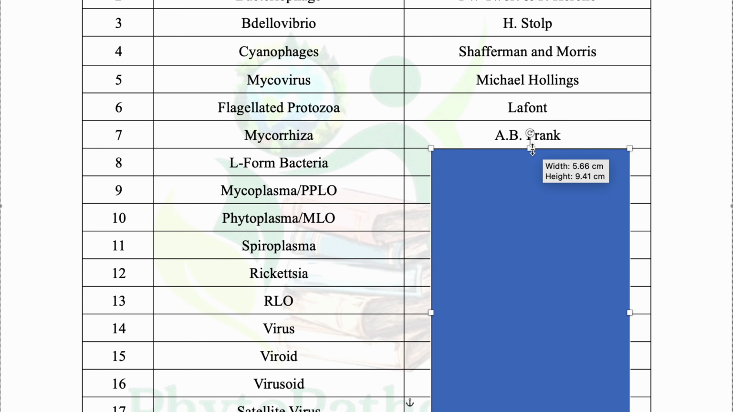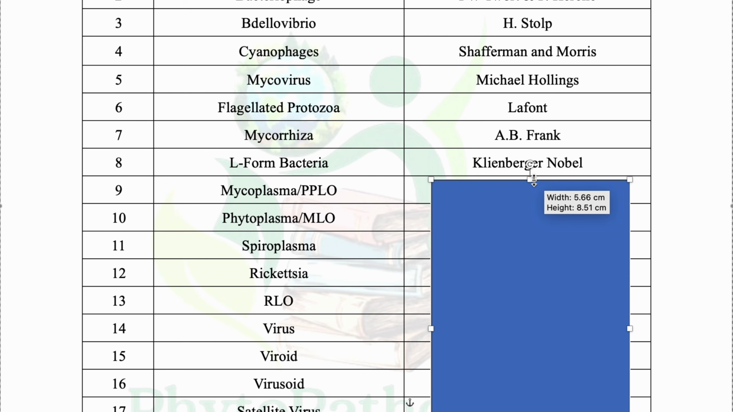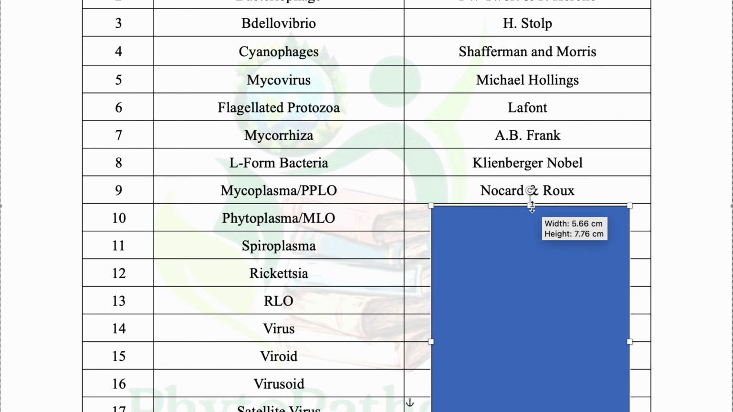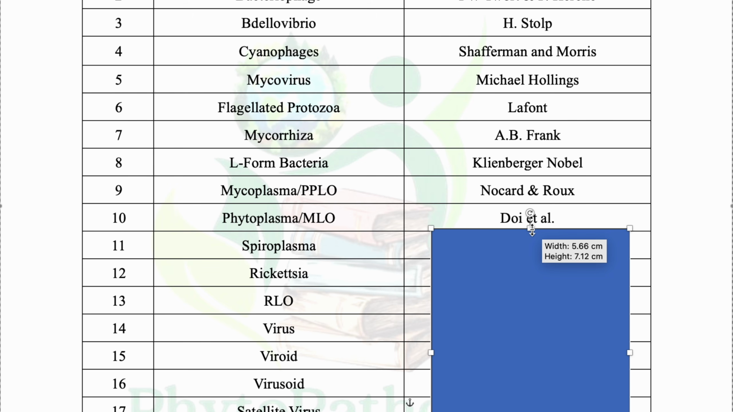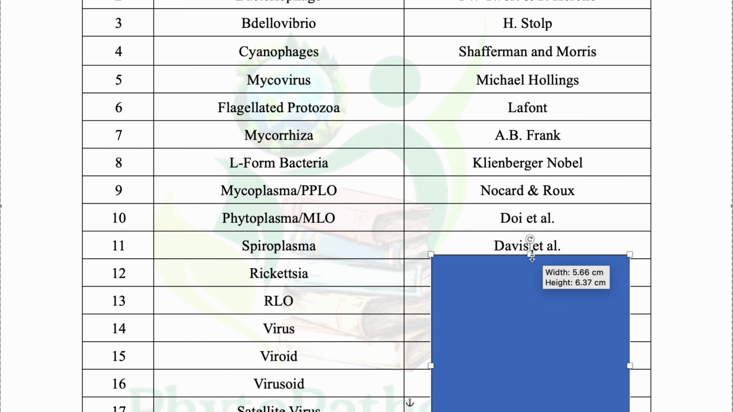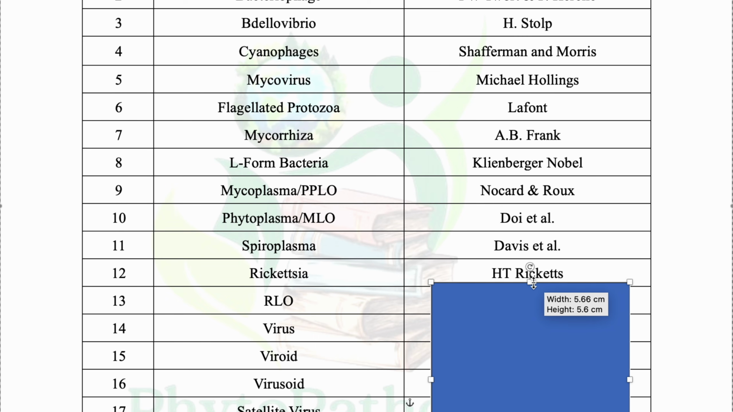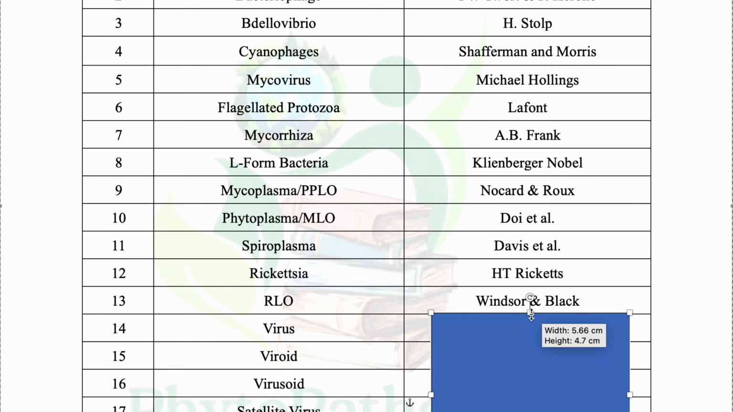Yes. L-form bacteria by Klieneberger-Nobel. Yes, that's correct. Next, mycoplasma by Nocard and Roux. Yes. Phytoplasma by Doi et al. Correct again. Spiroplasma by Davis et al. Yes. Rickettsia by Ricketts. It has some initials, I don't remember. Yes, H.T. Ricketts. Next, RLO. RLO by, it was Windsor and Black. Yes. Now coming to the entities.